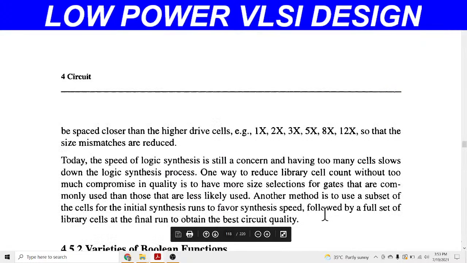By using various sizes of gates, we can also reduce the chip size. Also it is easier for the designer to take proper spacing between two different rows and two different columns.